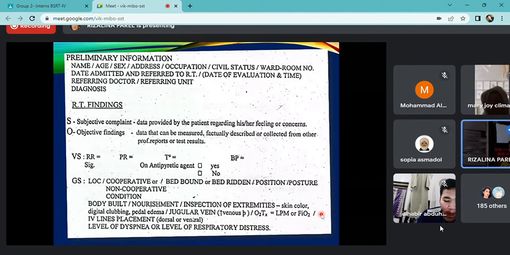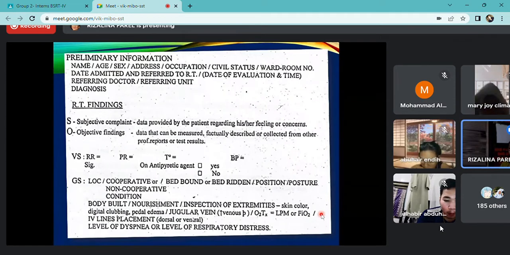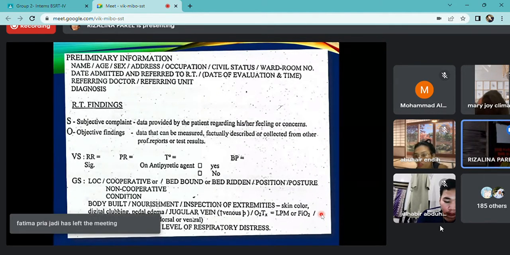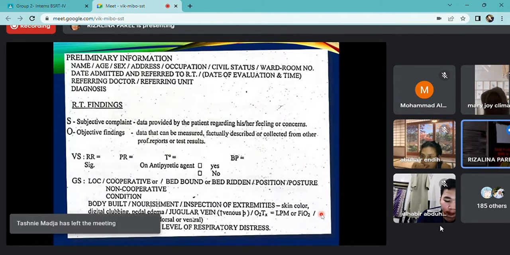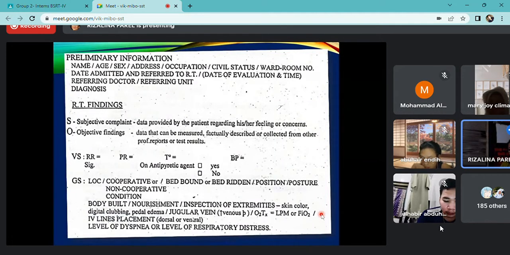Ayaw makipag-coopera ng pasyente mo. Ini-interview mo, ayaw kang sagutin, okay? Pinapag-nebulize mo, tinatakpan yung ilong. So, yun, lagay nyo yun sa cooperative or non-cooperative. Is the patient bedbound or bedridden? So, bedridden, kung ang patient mo ay semi-comatose, comatose, so highly dependent siya doon sa kanyang watcher. Okay? Pagka bedbound naman, ibig sabihin, yes, nakakonfine na sa bed yung patient but can do activities of daily living.